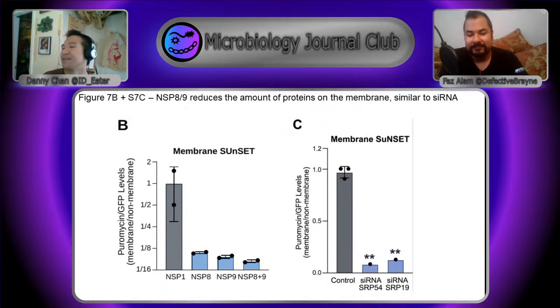Anyways, we know what the readout is for, right? The readout is for seeing proteins that are being made. And in this case, they've adapted it so they're only looking at stuff on the membrane. And similarly, proteins are not being made on the membrane. There are no nascent chains there.